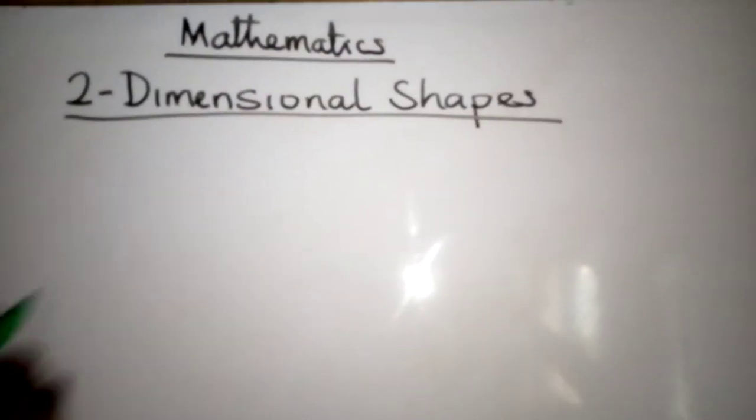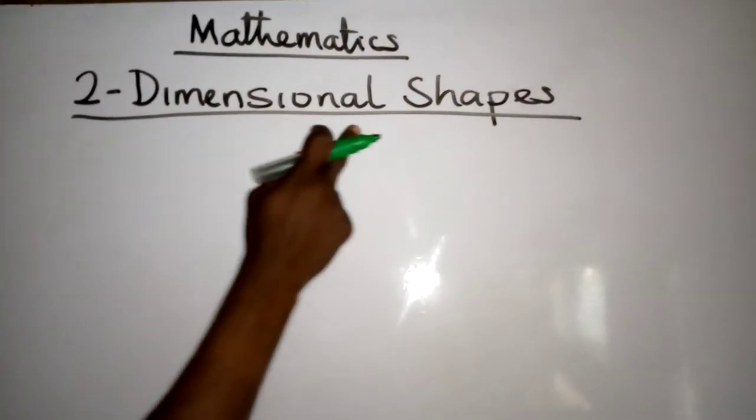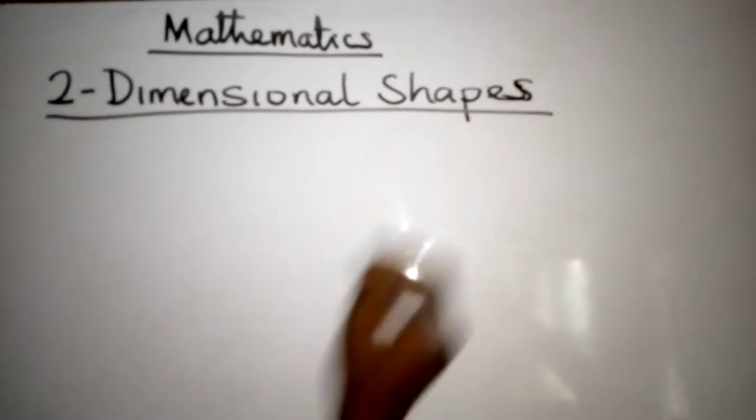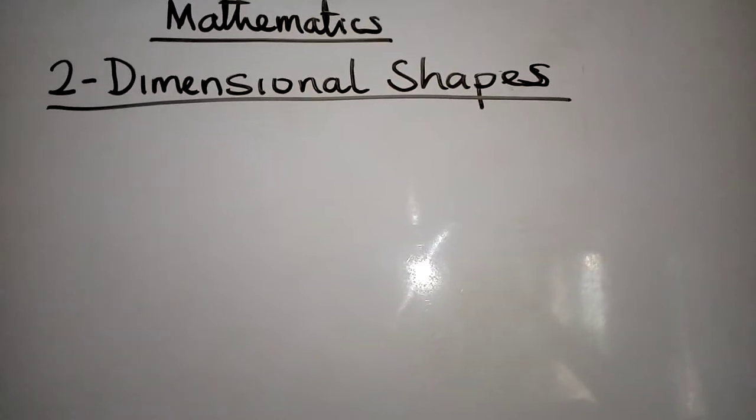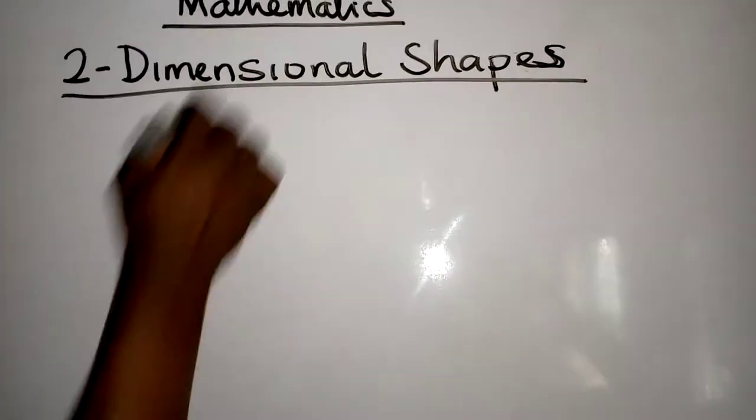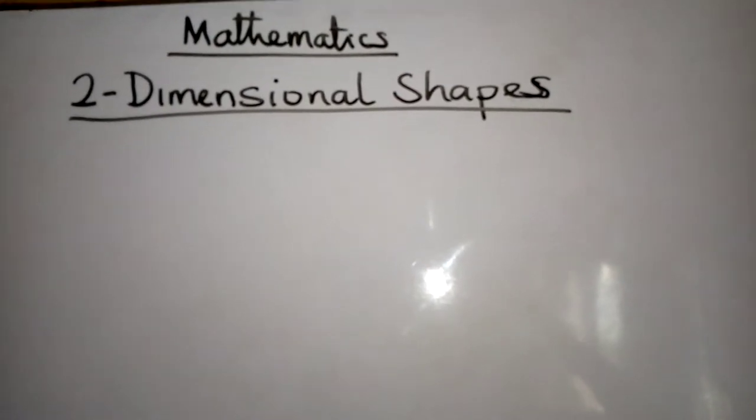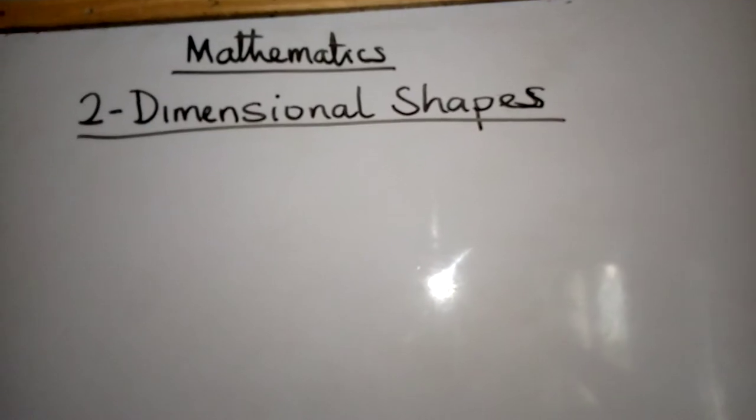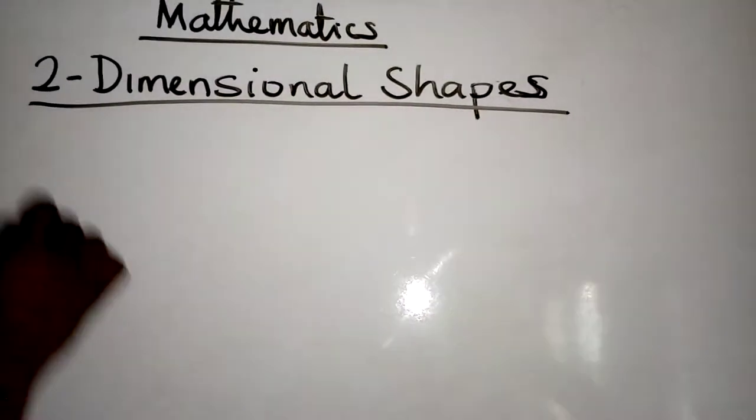Our topic today is two-dimensional shapes. What do we call two-dimensional shapes? Two-dimensional shapes are shapes or objects that have length and breadth only.